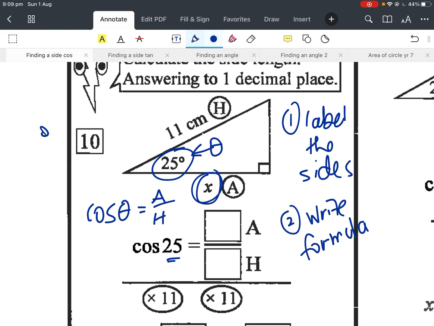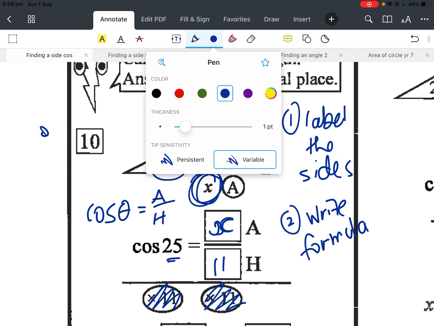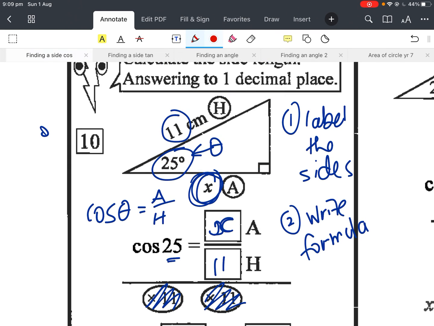Then I write equals, and I look and see what letter or number is on my A side. It's an X, so I'm going to write an X, if it doesn't look like it. And then on my H side, I have an 11, so I put an 11 there. Now I don't like them writing this here, so I'm going to move that, make it a different colour so it stands out. You now have an equation.